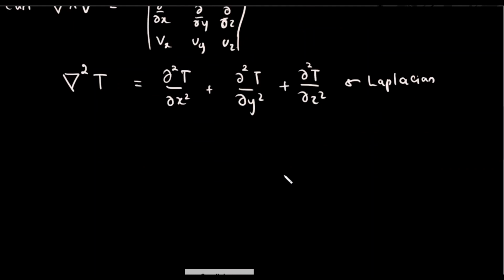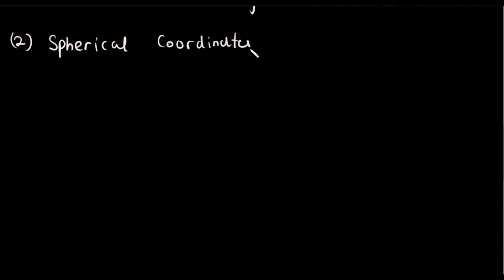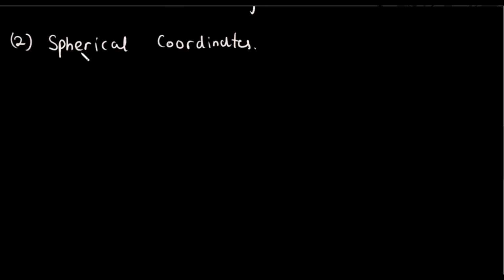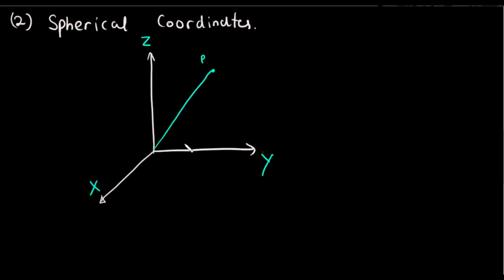So right now I'm going to move to the second coordinate system, that is my spherical polar coordinates. From the name of this coordinate system, you can get an idea about it, because we are considering a sphere here. In the previous one, we used the Cartesian coordinate system, which means we were considering just like a box. So now I'm going to use the spherical polar coordinates to describe the position of the point P.